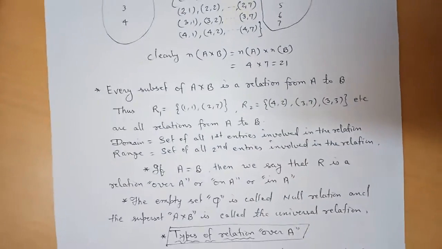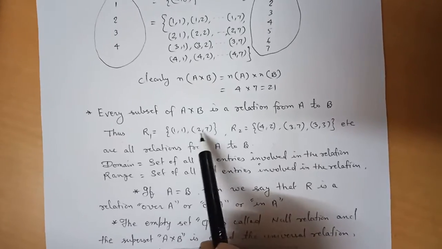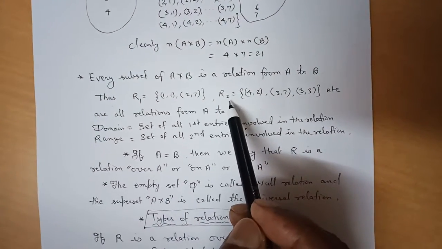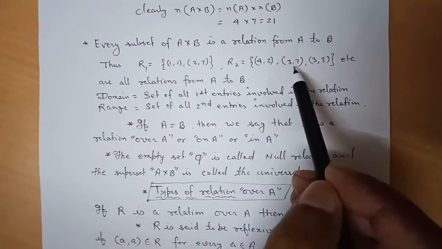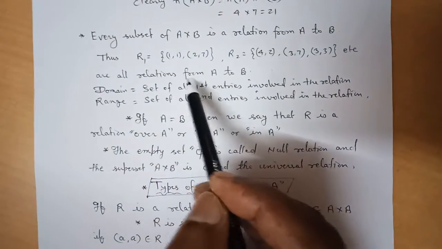Thus R1, which is a subset of A cross B containing the two ordered pairs (1, 1) and (2, 7). Similarly R2, containing three ordered pairs (4, 2), (3, 7), (3, 3). These are all relations from A to B.